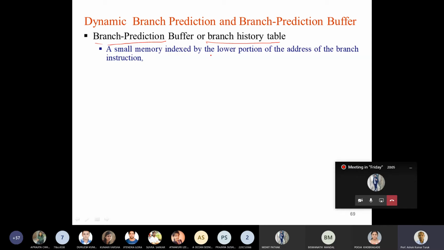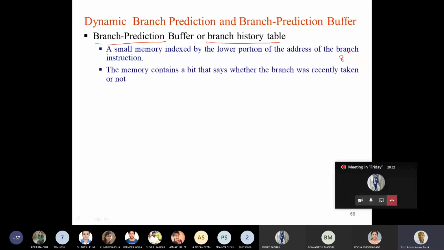So what does this memory contain? The memory contains a bit. This is a small memory. If the memory size is 8, that is 8 memory locations, then we need 3 bits. So the lower 3 bits of the branch instruction address can be used to index into this memory, and you extract the information from a specific location in the memory.